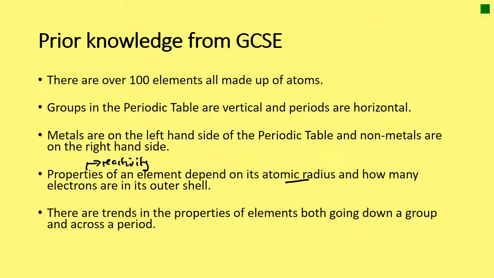And lastly, there are trends in the properties of the elements going down a group. In GCSE we did group 1 and group 7, and we had a look at things like reactivity trends going down the group for those two groups. And at A level we're also going to study how those trends change across a period, particularly period 3. Okay, so that's what we should know already from GCSE.